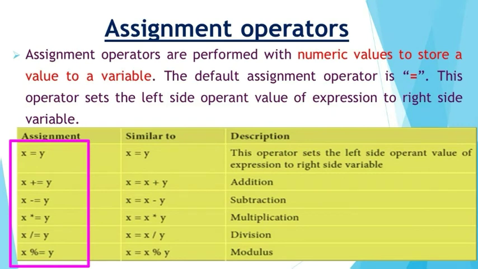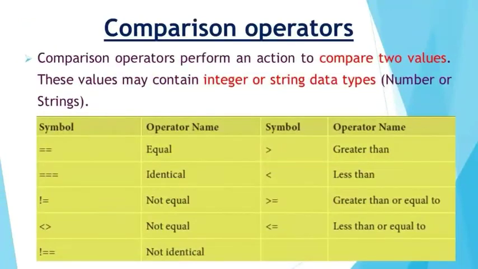And next x divided by equal to y, which means x is equal to x divided by y. You have to divide x by the value y and store that value in the x variable. And next x modulus equal to y means x is equal to x modulus y. You have to divide x by y, take the remainder value, and store that remainder in the x variable. And next let us see the comparison operators.